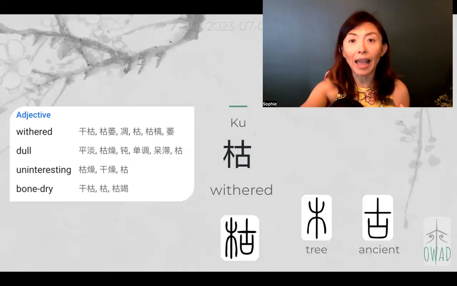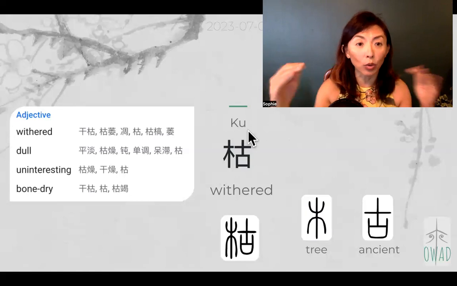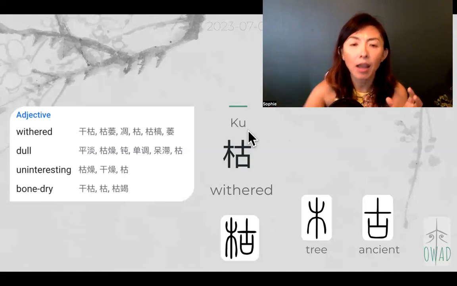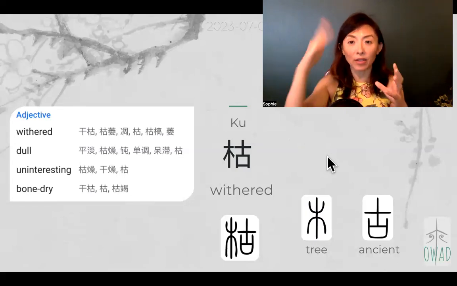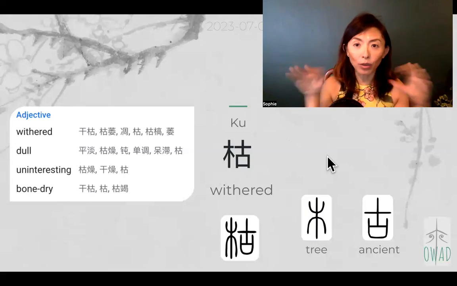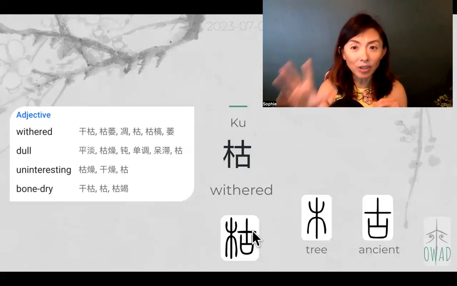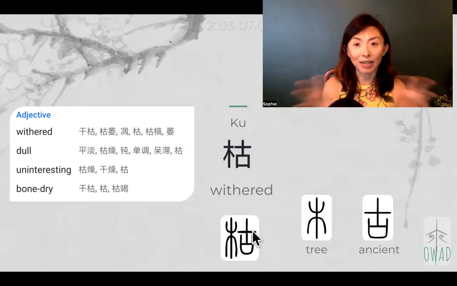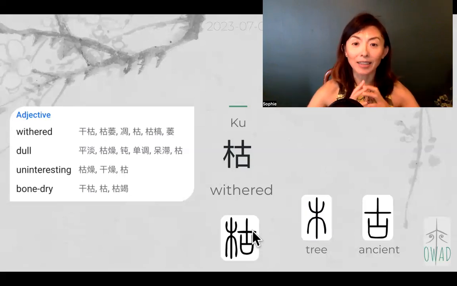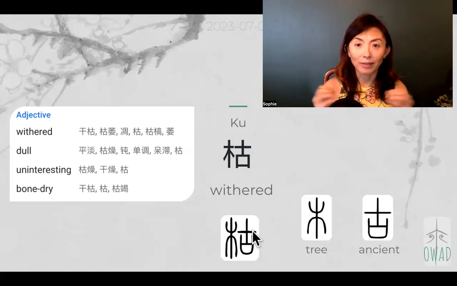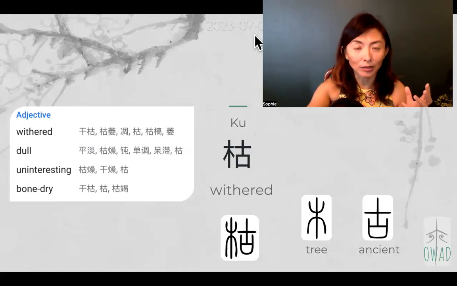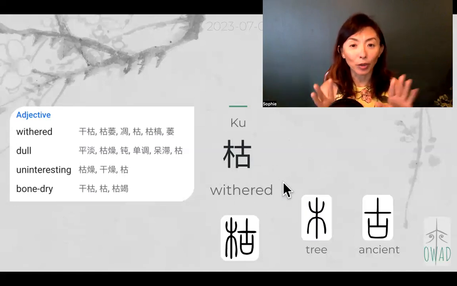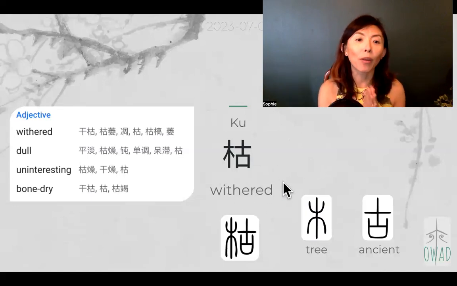You can see this gu acts as a sound marker as well, because now it's ku, it shares the same vowel sound, except the tone changes. Gu is a third tone. And now ku is a flat tone. But an ancient tree, in the Chinese definition, is a tree that has gone through a long time and is more likely to wither. So it's kind of the end of its life cycle. So that's what we use to express withering or withered.